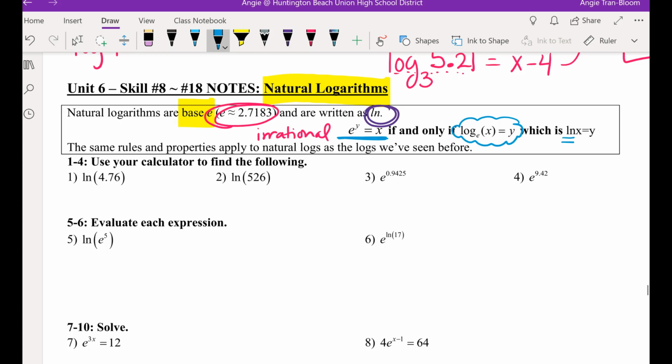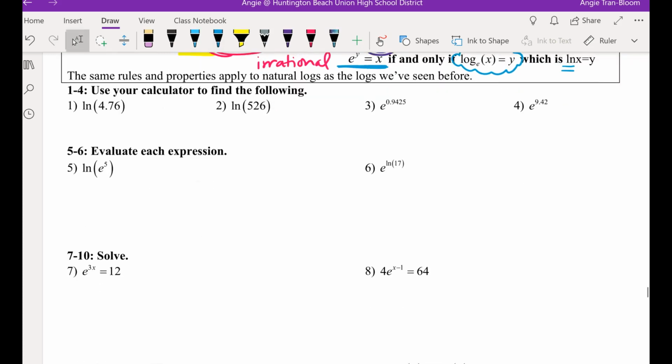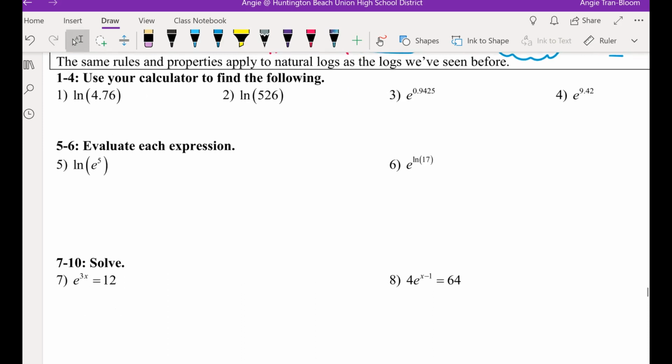Okay. Examples 1, 2, 3, and 4. Use your calculator. That's why I asked you to go find one. Can you find the natural log button on your calculator? Does it have its own button? Punch it in. Hit natural log, and then 4.76. Round to 2 decimal places. Once you have an answer, write it on your notes.